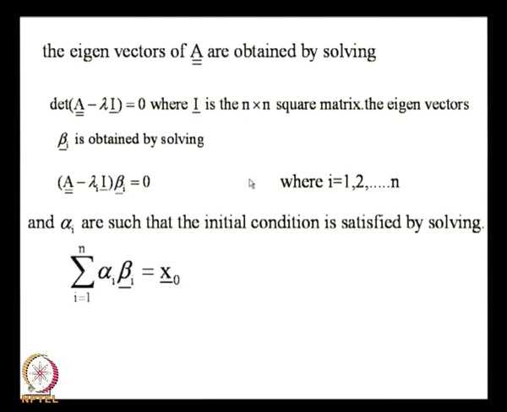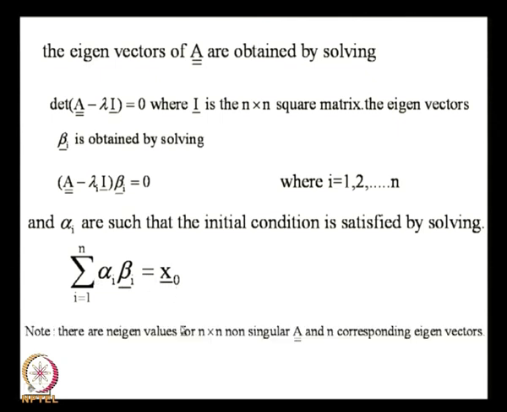Just as I showed, the initial condition decides alpha i. So, sigma alpha i times beta i equals x naught. For an n by n non-singular matrix, there are n eigenvalues and n corresponding eigenvectors, which means that the system is uniquely defined.